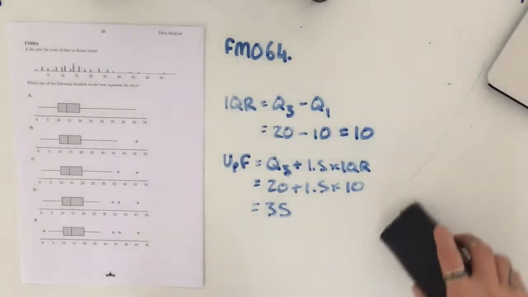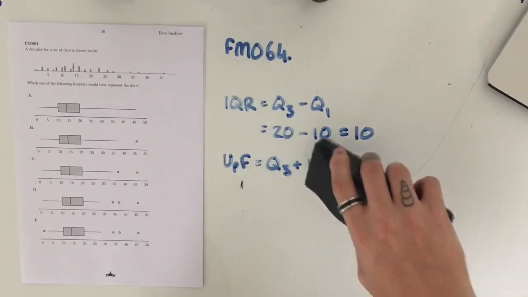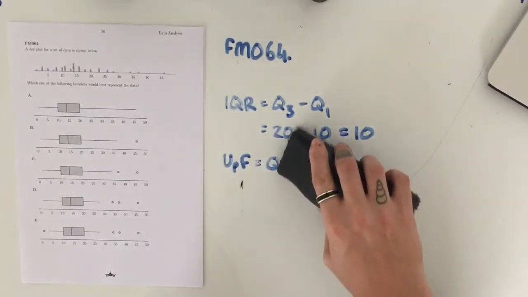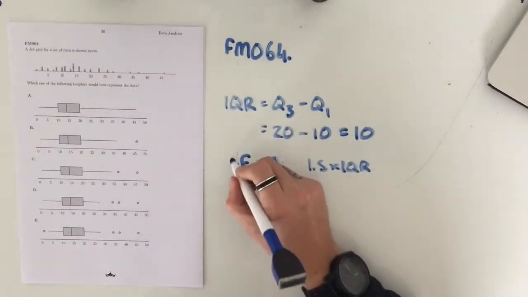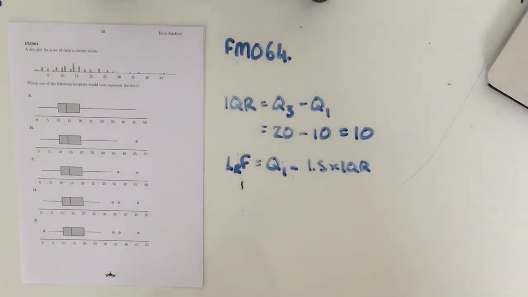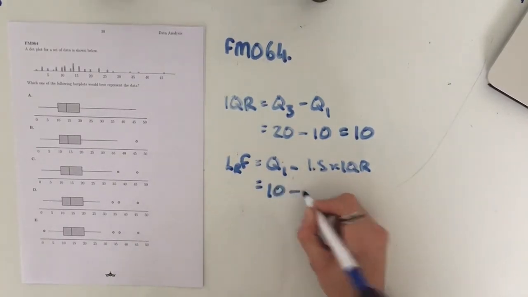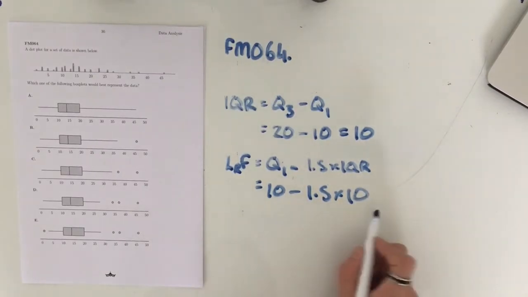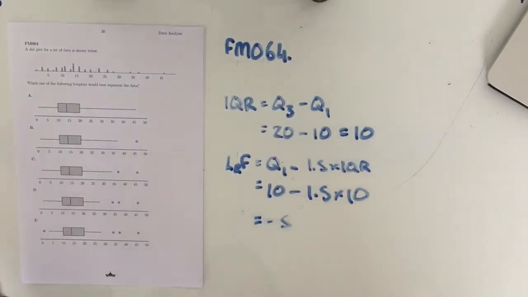The only thing that's different between the upper fence and the lower fence is the sign, so let's get the lower fence. Lower fence, Q1 minus 1.5 times the interquartile range. So Q1 is 10 minus 1.5 times 10. So it's going to be 10 take away 15, which of course is -5, which doesn't fall on our line there.